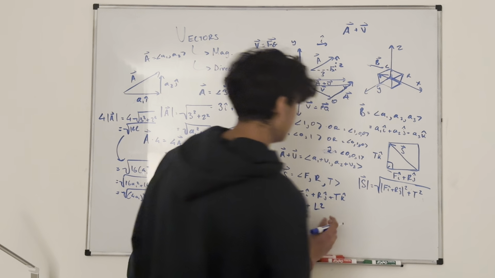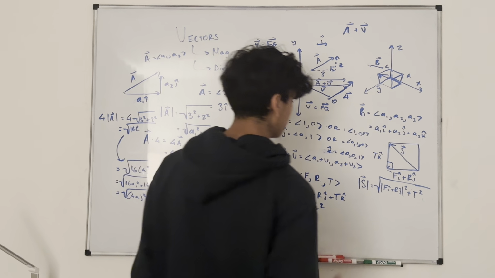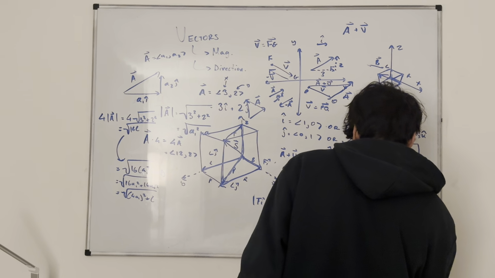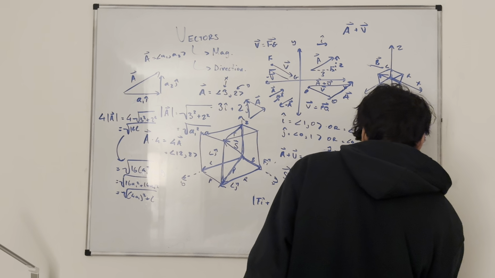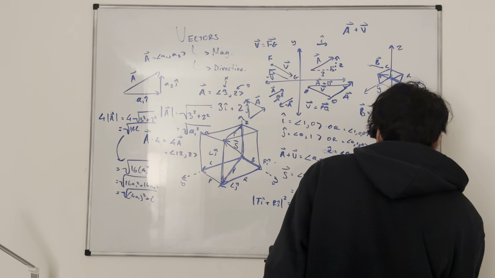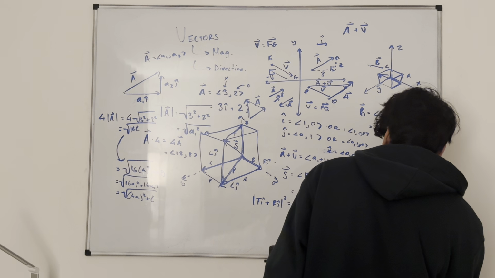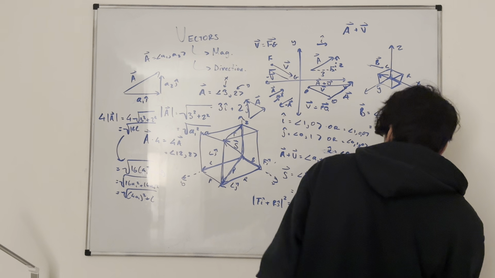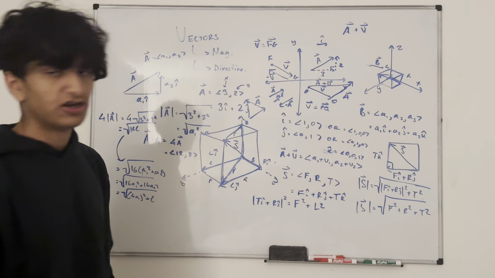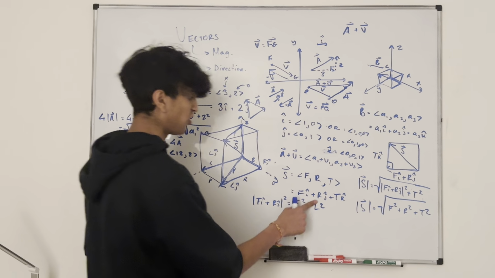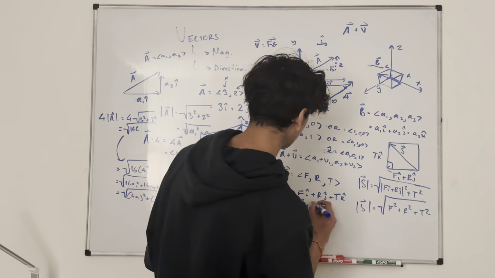So substitute that back in here, and you just get the length of that vector equal to the square root of F squared plus R squared plus T squared. And I used L interchangeably. I'm sorry about that. This really should be R. But yeah, that's an intro to vectors.